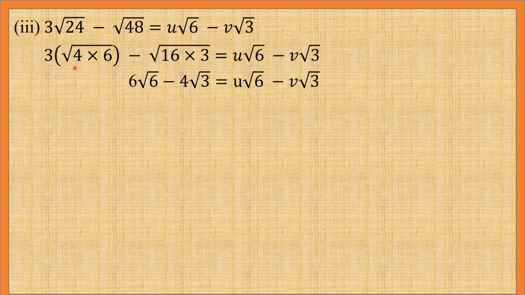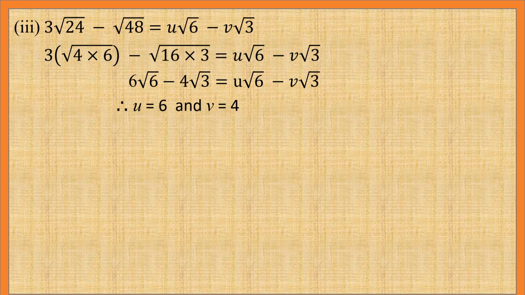So separating the terms within the brackets, we have square root of 4, which gives us 2 rather. 2 by 3 is 6. Then multiply by root 6, then you get 6 root of 6. So when we simplify, this gives you 6 root of 6. Then square root of 16 gives you 4 by root of 3. So we get 4 root of 3 equal to u root of 6 minus v root of 3.